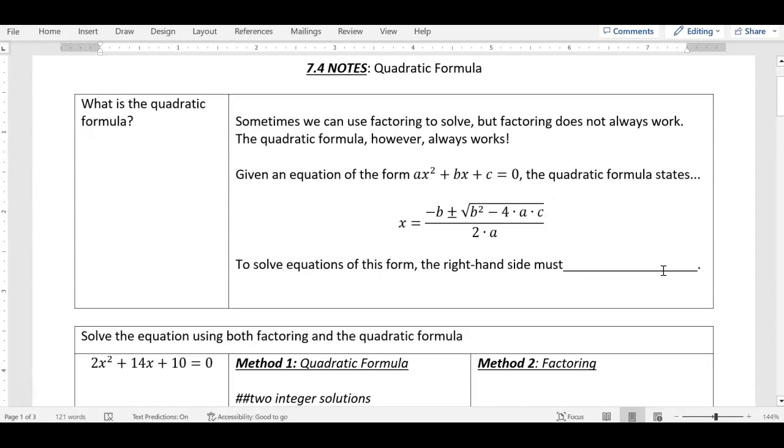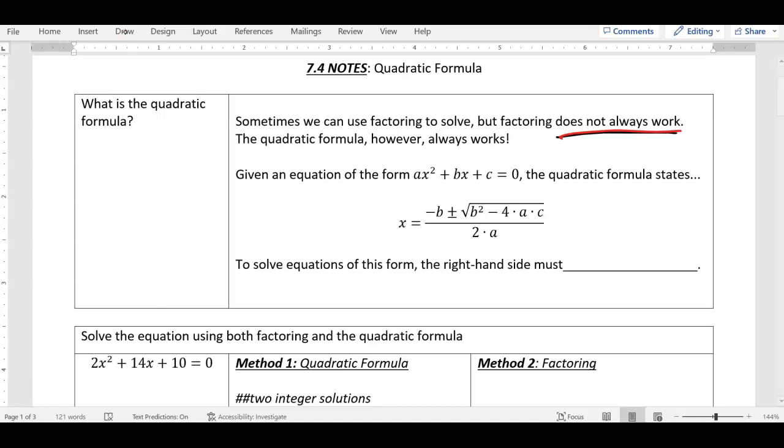So the quadratic formula. Hey, phone's away, please. Now, this says, what is the quadratic formula? First of all, before we get to it, sometimes you can use factoring like we've been doing the last couple weeks, right? Factoring's cool, but it doesn't always work. That's the sad part. Underline that. Doesn't always work.